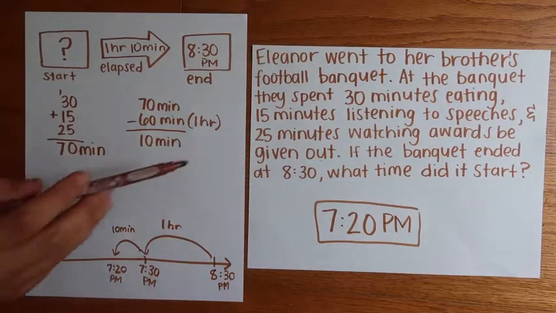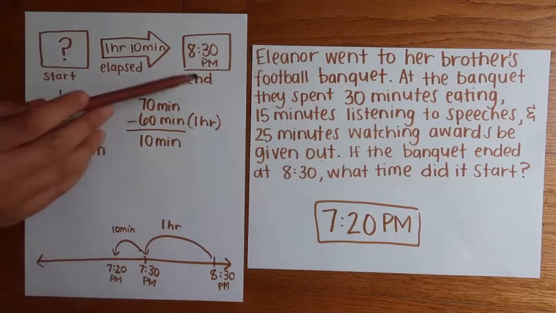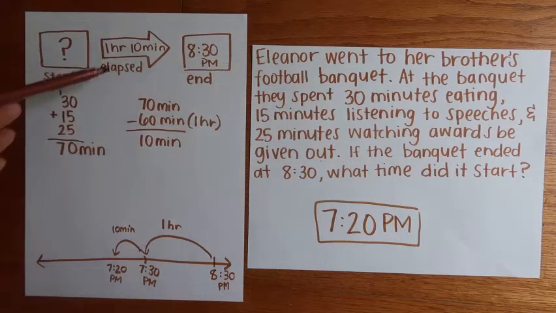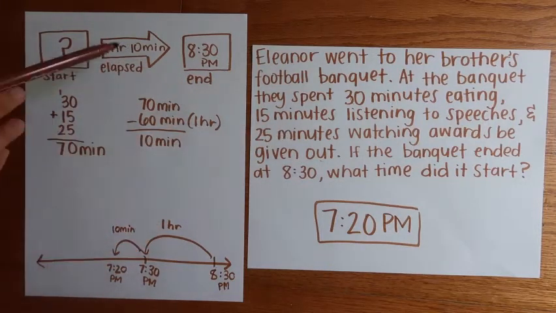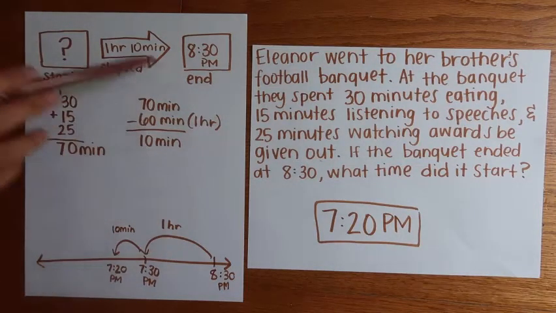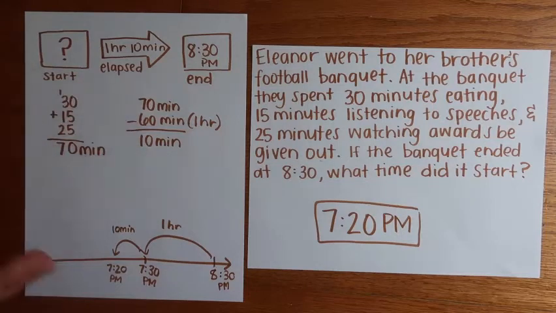So we had to take 2 steps here. We knew the end time. We had to find the elapsed time using what was given to us. And then after we had that, we were able to find that start time. All of these steps are things that you have practiced. We just need to start putting them together into one problem.